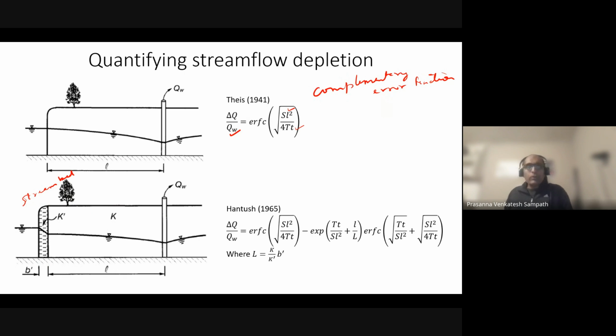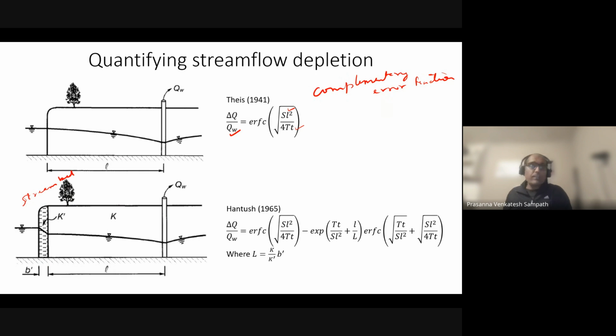Delta Q by QW equal to, again, the complementary error function of the square root of SL squared by 4Tt, and then the correction is applied for the fact that I have the stream bed attached to the stream, which is kind of mediating the response of the stream. So this correction is applied to it, and then all the expressions that are given there are just there to help us obtain this value of delta Q.